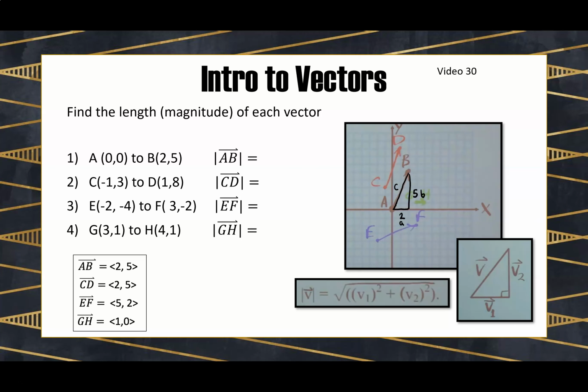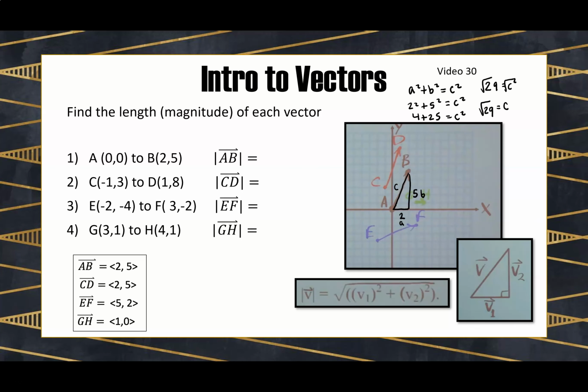And we would be doing A squared plus B squared equals C squared, which is the same thing as 2 squared plus 5 squared equals C squared, which gives me 4 plus 25 equals C squared. So that gives me 29 equals C squared. Square root both sides, and we get C equals the square root of 29.